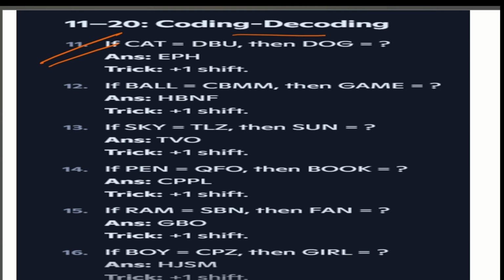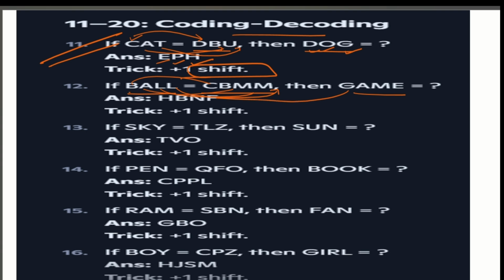Next we have coding decoding. CAT, DBU, then DOG. What would be the answer? CAT: C's next alphabet is D, A's next alphabet is B, T's next alphabet is U. And then DOG: D's next alphabet is E, O's next alphabet is P, G's next alphabet is H. One shift of alphabet. Ball: C, B, M, M. Then game: B, C, A, B, L's next alphabet is M, then G's next alphabet is H.